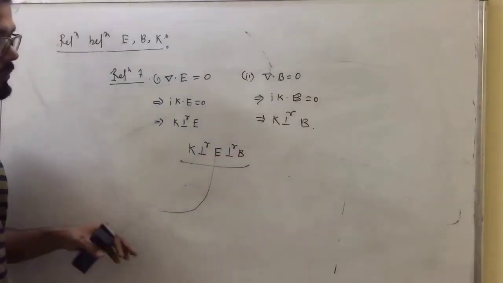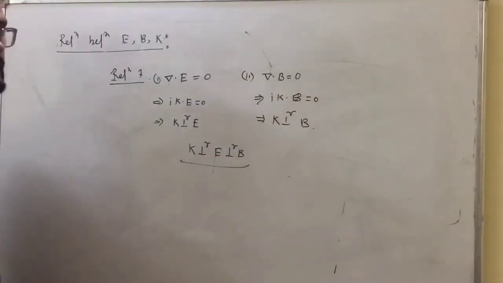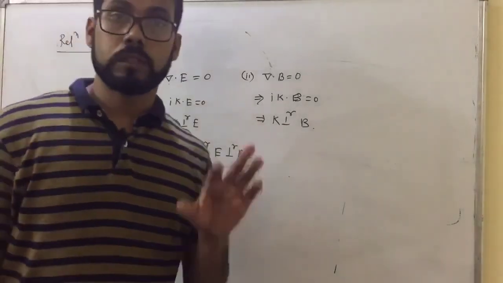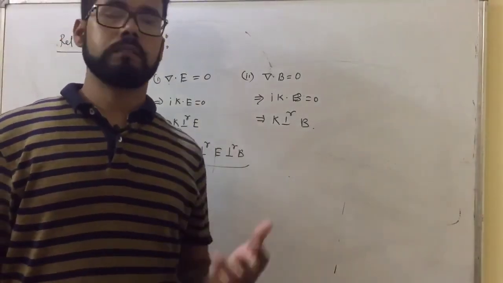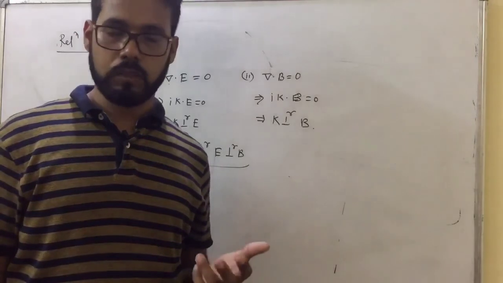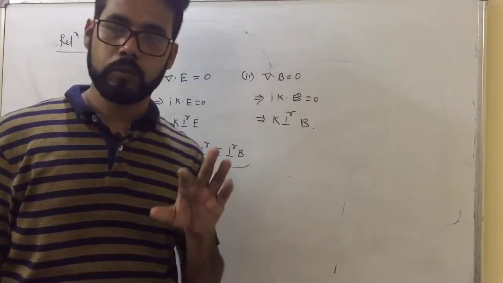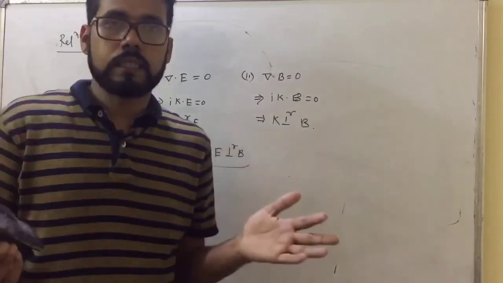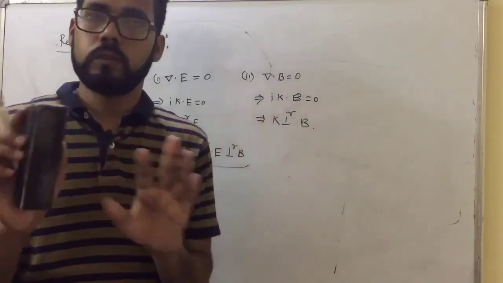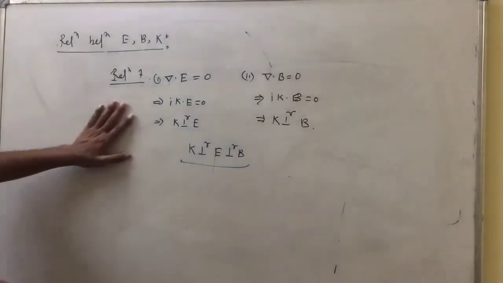From relation 1 I can understand that in an electromagnetic wave, the three possible variables, electric field, magnetic field, and propagation vector, are all mutually perpendicular to each other, like the Cartesian coordinate system x, y, z. That is relation number 1.